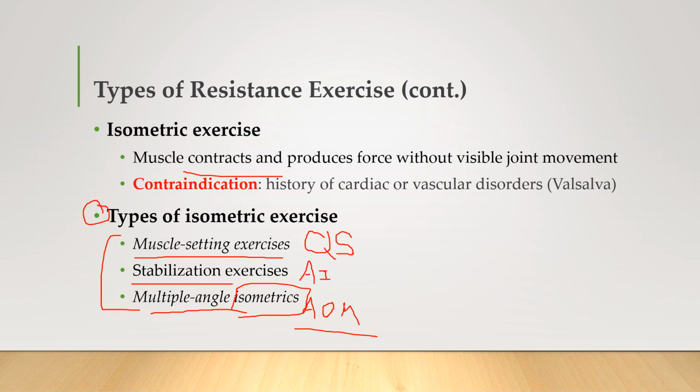So, not saying that you can't do isometrics at all for these patients with cardiac or vascular issues, but you want to make sure to tell them to breathe through this, make sure that they're not holding their breath. Those kind of things are something you look out for.